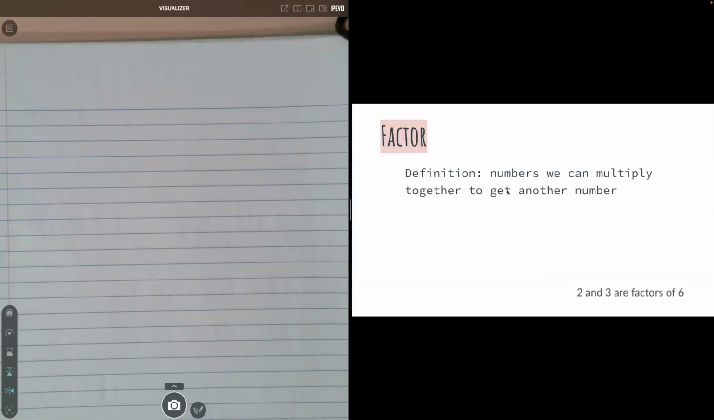And factors, these are numbers we can multiply together to get another number. So 2 and 3 are factors of 6, because 2 multiplied by a number, here 3, is equal to 6, and 3 multiplied by a number, here it's 2, equals 6. Like for another example, if you wanted to find factors of 12, you can have 2 and 6 are factors of 12, and 4 and 3 are factors of 12, and 1 is always a factor of any number, so 1 and 12 are factors of 12.